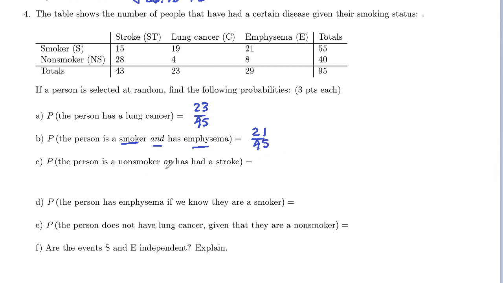A person is a non-smoker or has had a stroke. So remember, "or" means that you're going to add the probabilities together, but you have to subtract out the overlap. The symbols for this are NS for non-smoker, or stroke is ST. So you take the probability they're a non-smoker and add the probability that they had a stroke, and then subtract out the overlap, the probability of non-smoker and stroke.